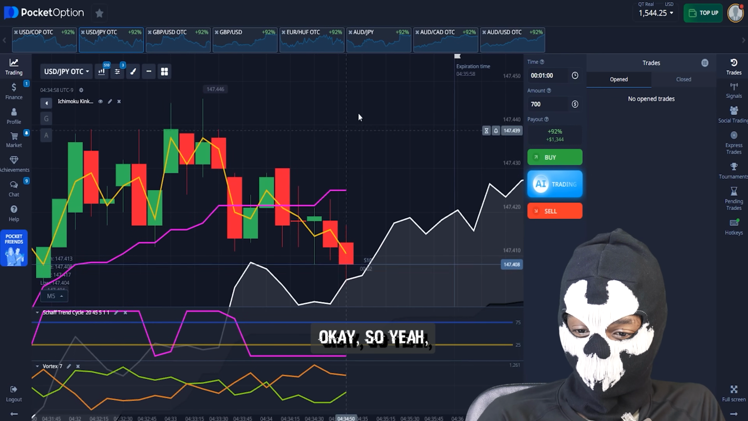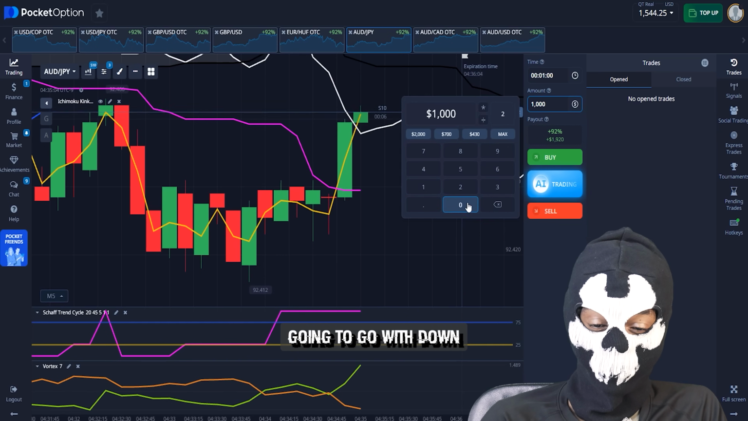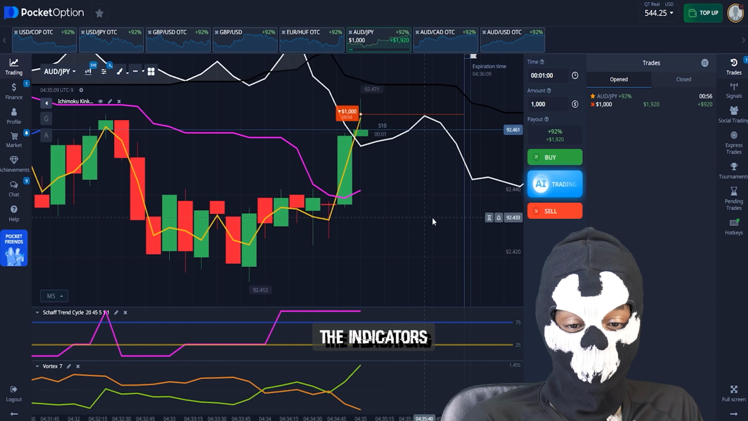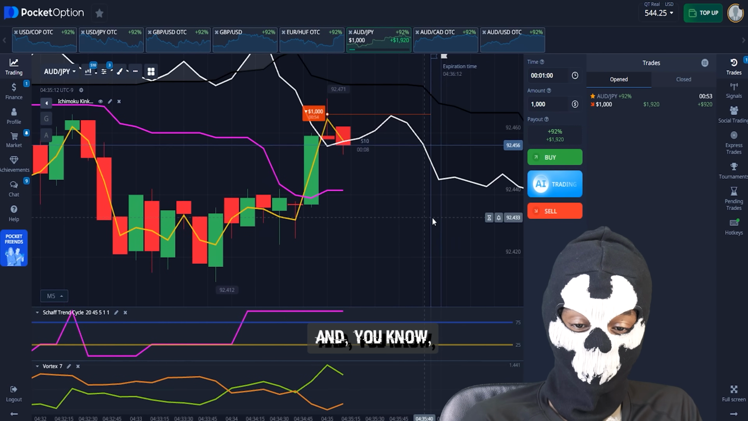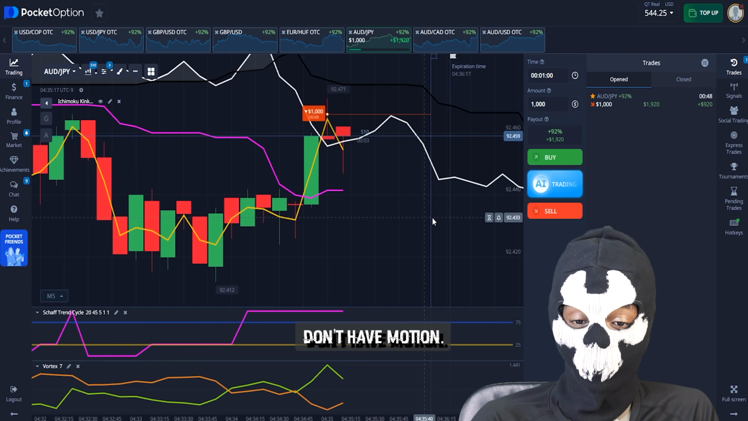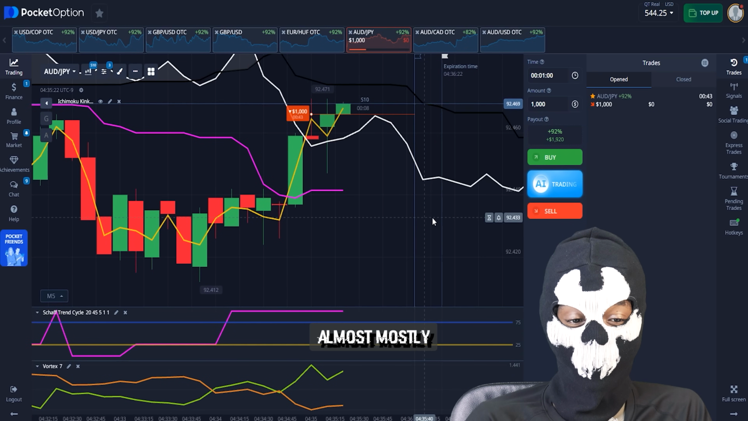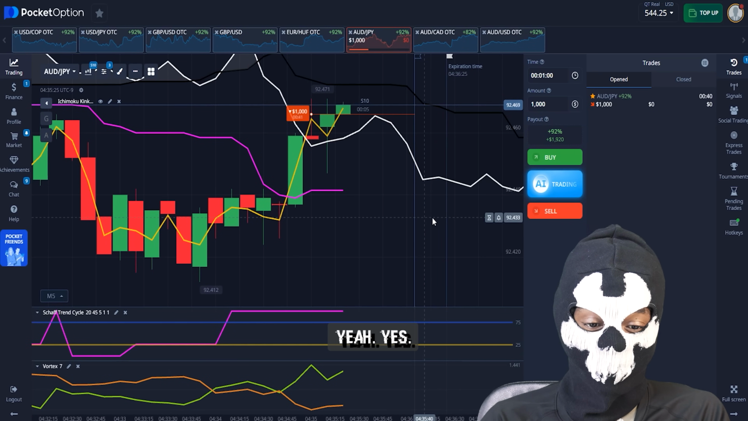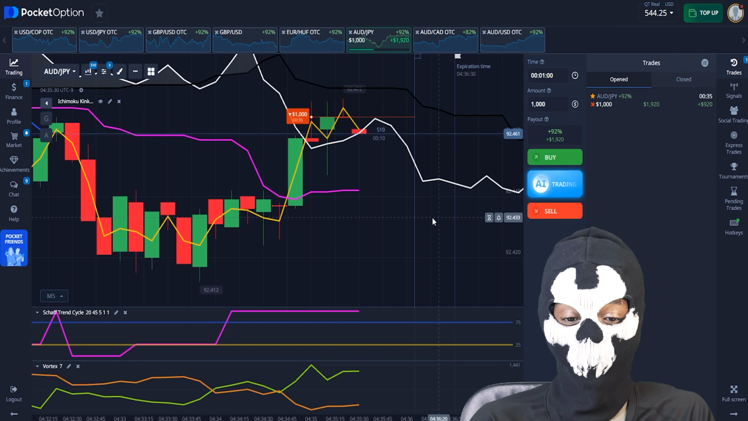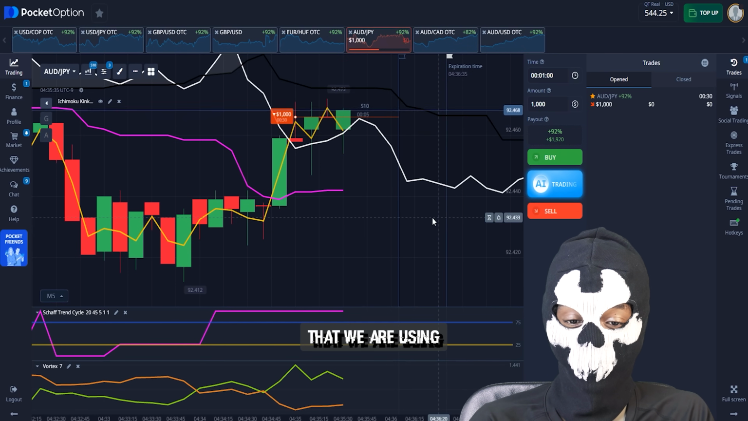Okay, so yeah, I've decided I'm going to go with $1,000, and I'm going to go with down, just basically based on how the market is moving, the indicators are moving, and they're showing me that the movement's going to be down. And you can also see, for most people, they can just see like lines here. Some people may just see circled lines, like people who are new may not understand what's going on here. But these are the indicators that we are using.